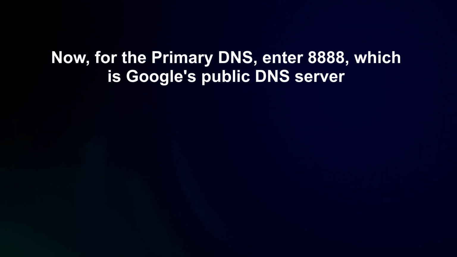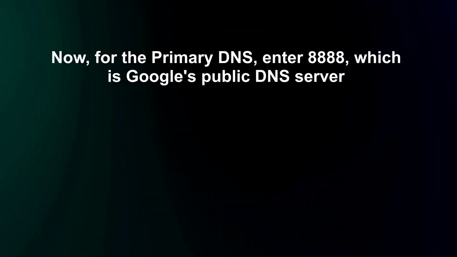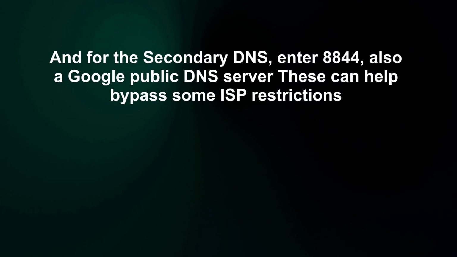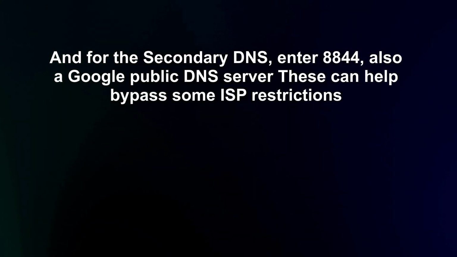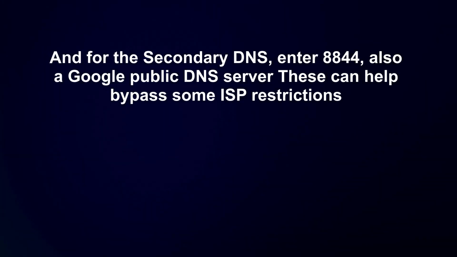Now, for the primary DNS, enter 8.8.8.8, which is Google's public DNS server. And for the secondary DNS, enter 8.8.4.4, also a Google public DNS server. These can help bypass some ISP restrictions.